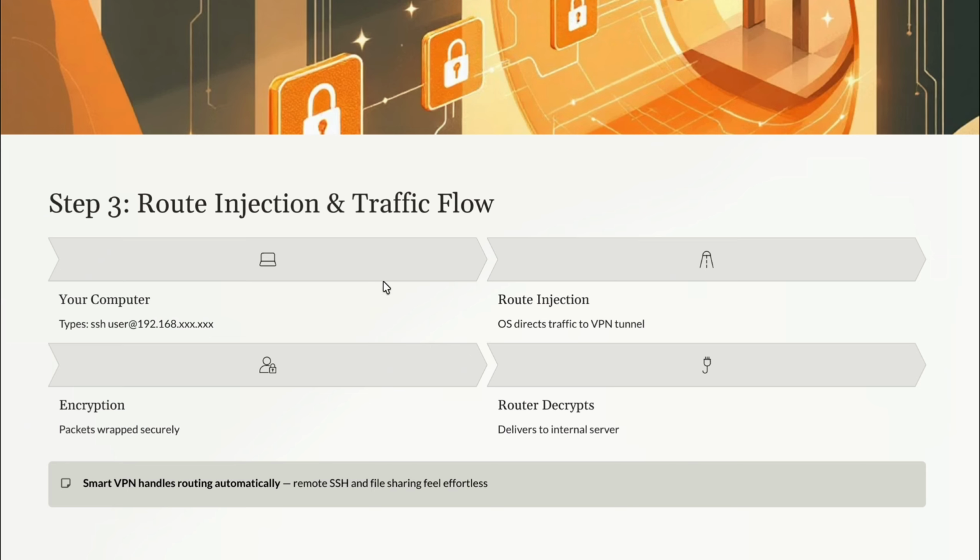So now, when you type something like ssh yourname@192.168.x.x, your packets don't wander through the internet. They are wrapped in encryption, travel safely through the tunnel, get decrypted by the router, and finally reach the internal server, exactly like a direct local connection. And that's why remote SSH or file sharing feels effortless. Smart VPN handles all of that routing automatically.